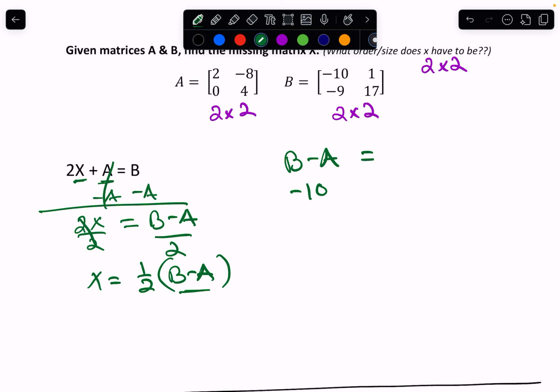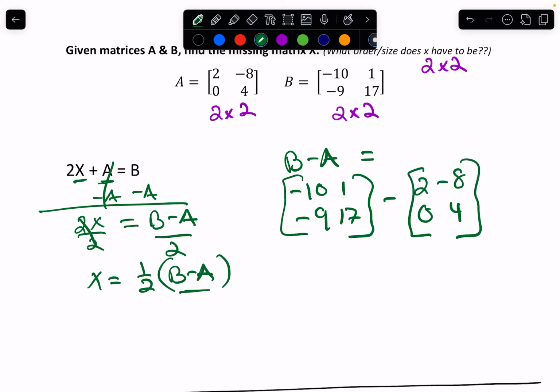So -10, 1, -9, 17, minus 2, -8, 0, and 4. So -10 minus 2 is -12. 1, we've got two negatives that become positive, 1 plus 8 is 9. -9 minus 0 is -9. 17 minus 4 is 13.